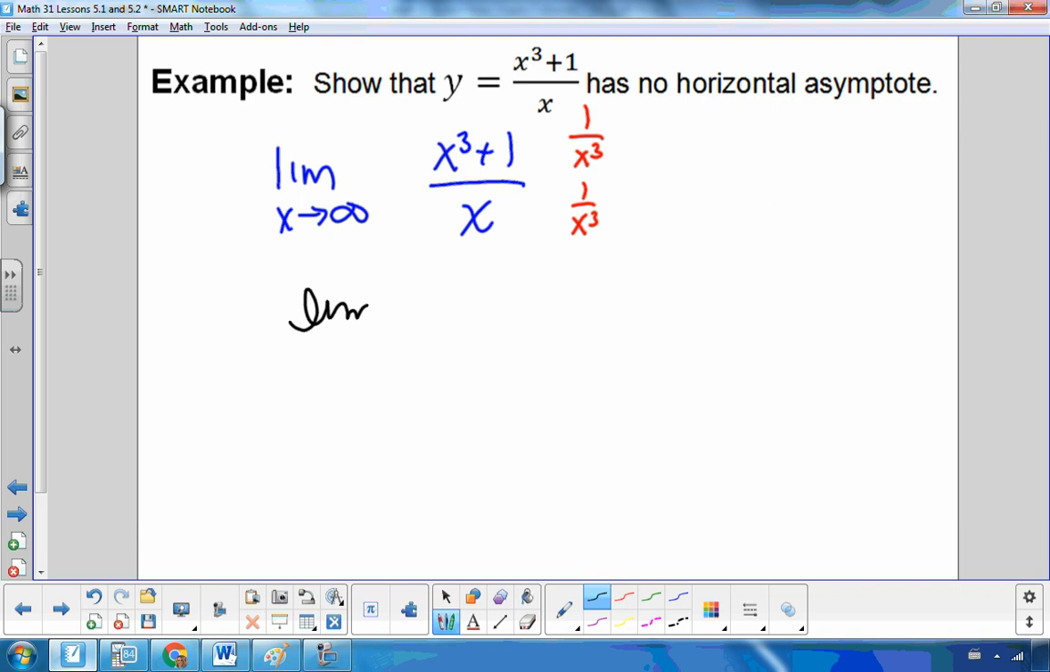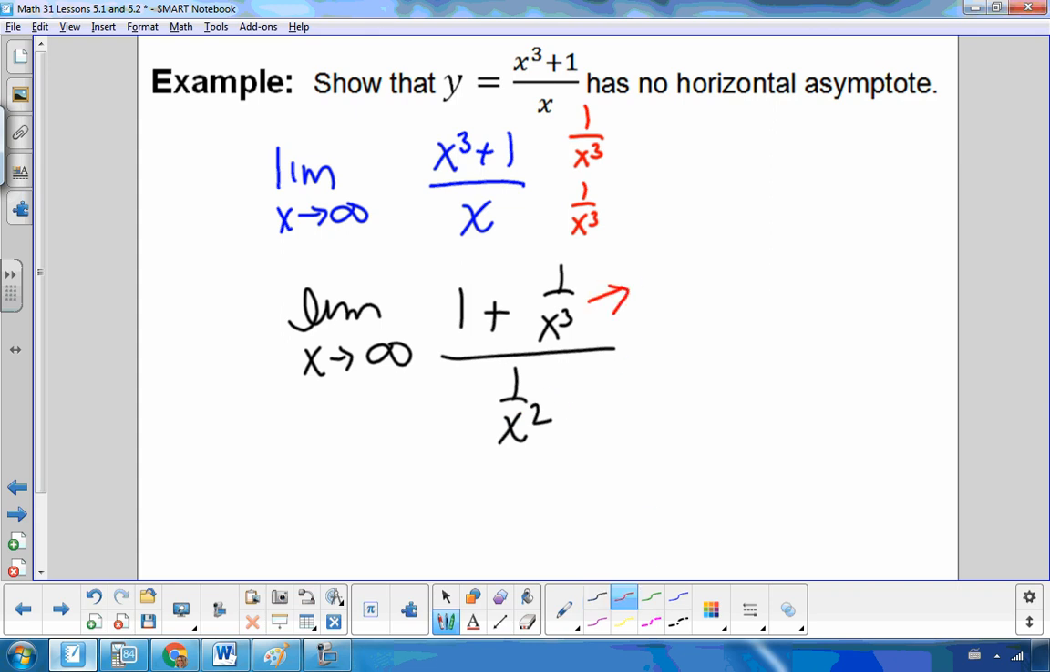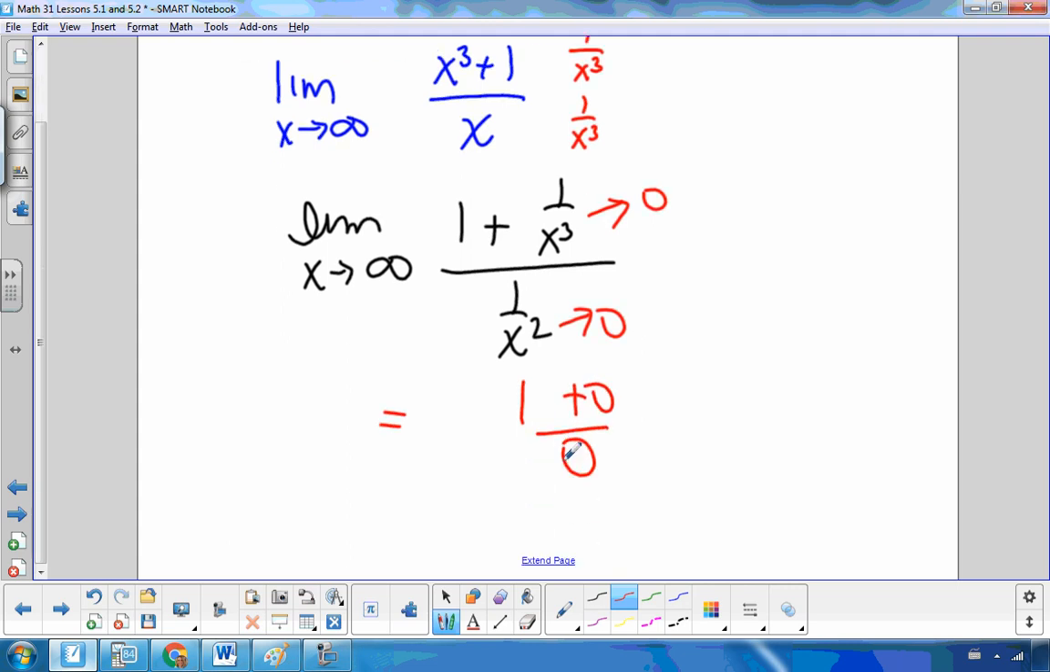So I'll have the limit as x approaches infinity of x cubed times 1 over x cubed is 1. 1 times 1 over x cubed over x times 1 over x cubed is 1 over x squared. So this will go to 0 and this will go to 0. So I have 1 plus 0 over 0. And that is a problem. I cannot divide by 0. So this limit does not exist.